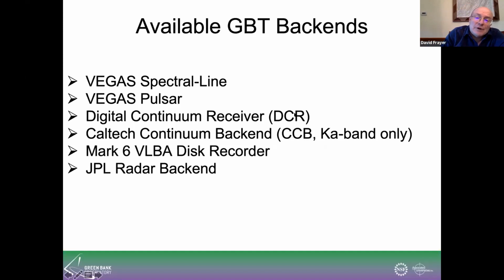When you do your pointing and focus, you'll use the DCR. We do have another backend, the Caltech Continuum backend, that works really well, but it only works for the KA. And then we have specialized backends for VLB recorder and also a radar backend. Depending on what you're doing: if you're doing spectral line work, you use the Vegas spectral line modes. If you're doing pulsar work, you use the Vegas pulsar modes, and then you'll be using the DCR for continuum and pointing observations. And if you want to do a continuum experiment, we can use the DCR for continuum mapping as well.